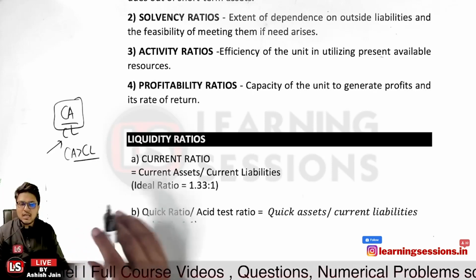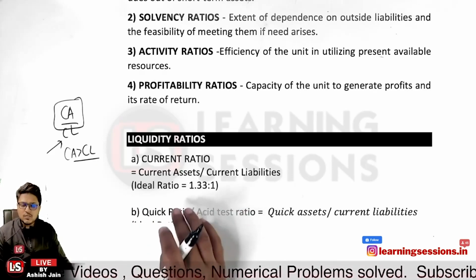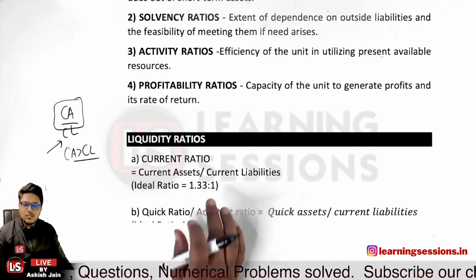Ideally, it is actually given to be equal to 1.33 into 1. Ideally, this ratio must be equal to 1.33 into 1.